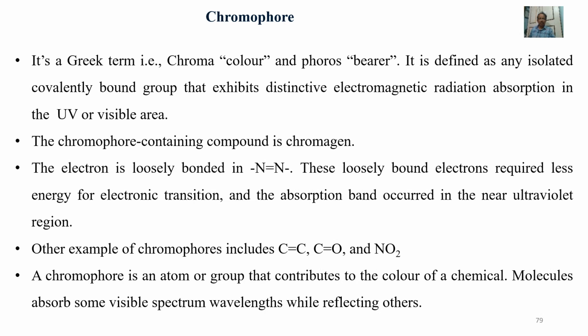We shall discuss chromophore in UV spectroscopy and the effect of conjugation on chromophores. The part of the molecule responsible for imparting color is called a chromophore. The functional groups containing multiple bonds capable of absorbing radiations above 200 nanometer due to n to pi star and pi to pi star transitions. A chromophore is a part of a molecule that absorbs light, causing a compound to appear colored.